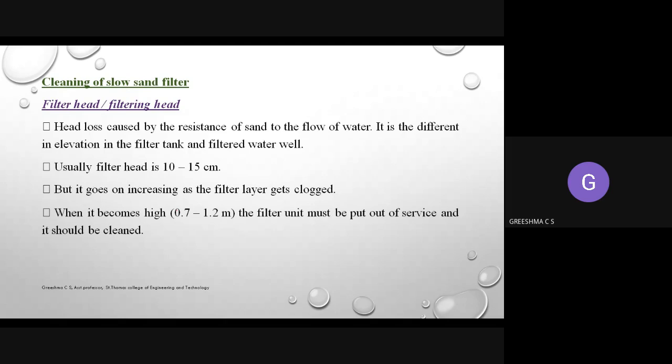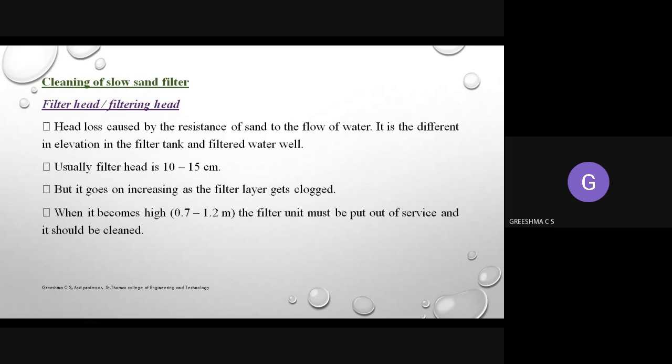വെള്ളത്തിൻ്റെ ആ ഒരു ഒഴുക്ക് കാരണം, അതായത് സാൻഡ് എന്ത് ചെയ്യും, it will not allow the water to pass through it freely. അപ്പോൾ അത് കാരണം there will be a head loss. Okay, there will be a difference in the elevation between the filter tank and the filtered water well. ഫിൽറ്റർ ടാങ്കും ഫിൽറ്റർഡ് വാട്ടർ വെല്ലും തമ്മിൽ ഒരു ചെറിയ ഹെഡ് ലോസ് ഉണ്ടാവും. ഓക്കെ, so this filter head will be around 10 to 15 centimeter.